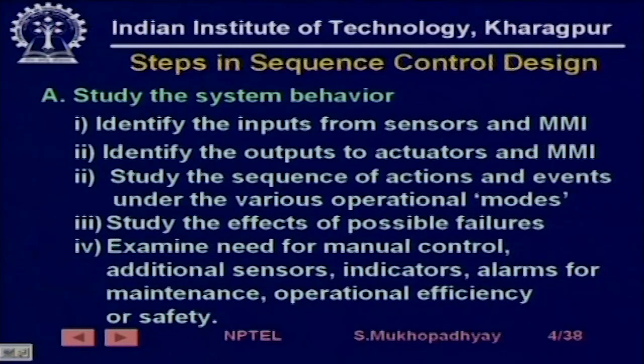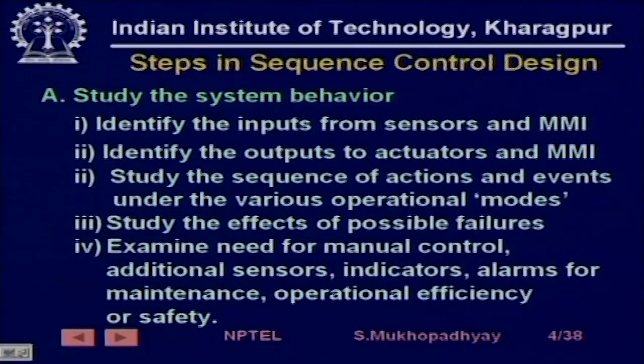Then, even apart from the automated behavior, one has to examine the requirements that exist for, number one, manual control. Manual control is very important, because if the automation equipment fails, one should be able to operate the system using manual control, maybe right on the field, while the automated control may be working quite a distance away from the actual equipment. It may be housed in some control room. On the other hand, the manual controls may be near the equipment at the field.